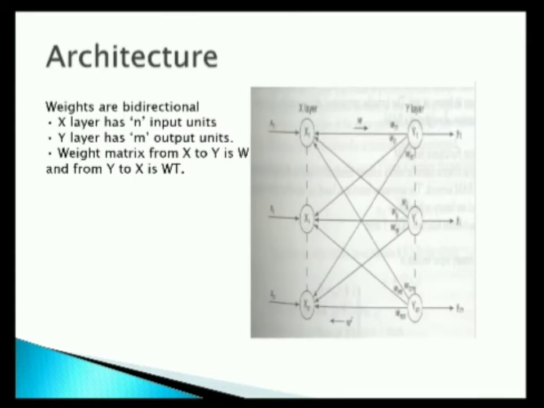This is the architecture of the BAM. Here the weights are bidirectional. The X layer has n input units and the Y layer has m output units. The weight matrix from X to Y is W and from Y to X is W transpose.